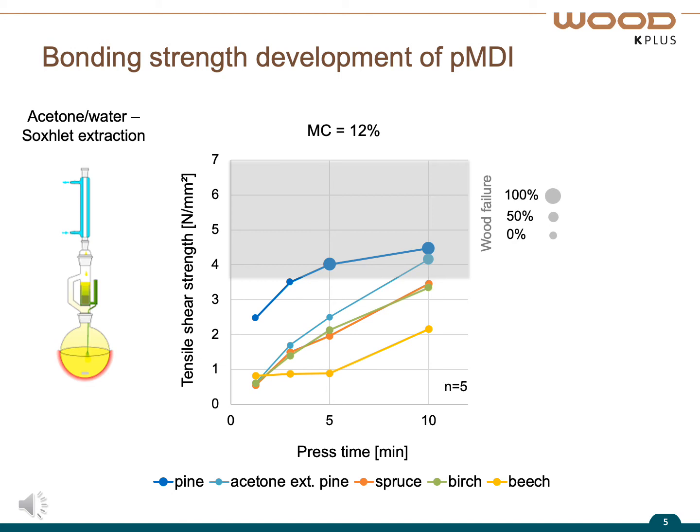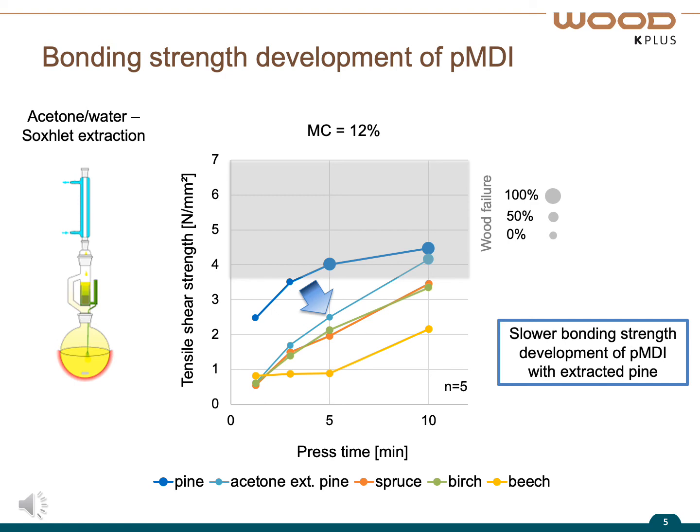Based on this result, we wanted to examine why pine wood performs that good. Therefore, we extracted some pine veneers with an acetone water mixture in a Soxhlet. After reconditioning the extracted veneers, the samples were tested in the same way as the previous samples. Interestingly, we could see a slower bonding strength development in comparison to the untreated pine.